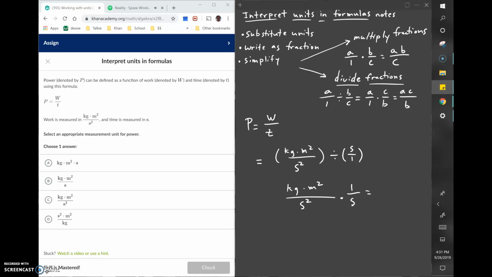So we've got kg times m squared times 1, which is just kg times m squared. Don't even need to write the times 1. And then we've got s squared times s. When I multiply bases that are the same, I just add up how many are being multiplied. There's 2 being multiplied here, 1 being multiplied here. Total, there's 3 being multiplied. And now I'm just looking for this answer right here. And it looks like it's right here.